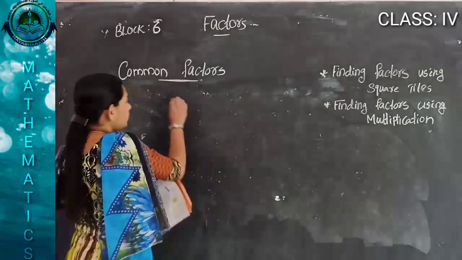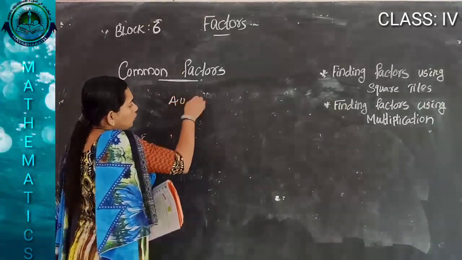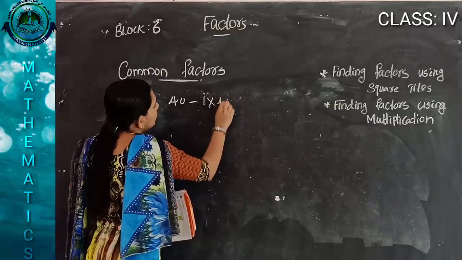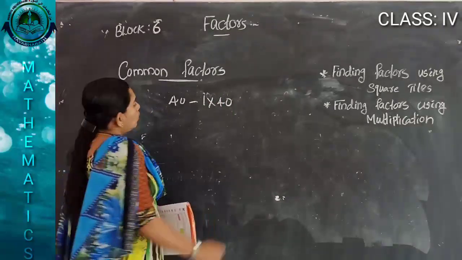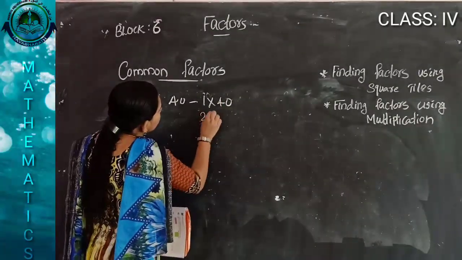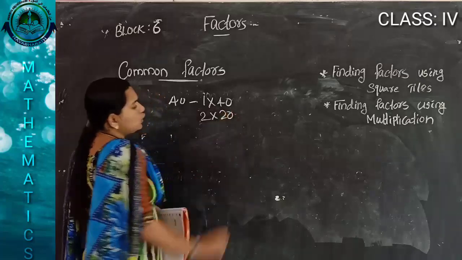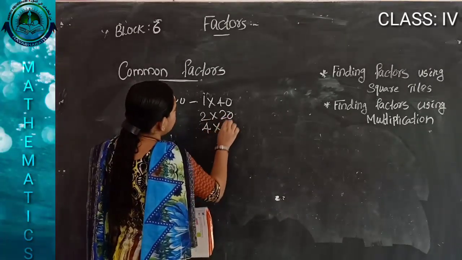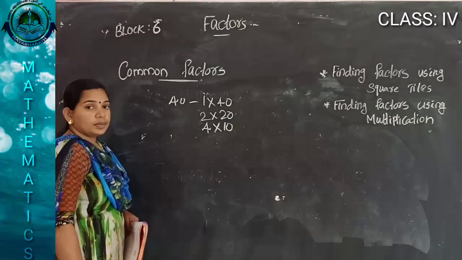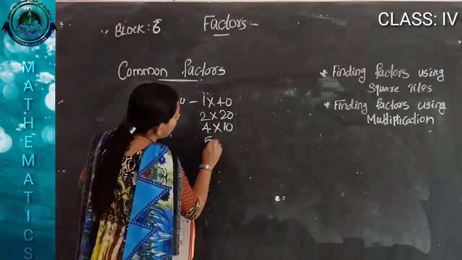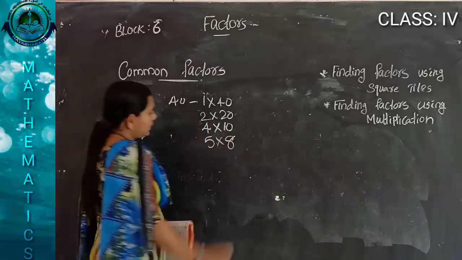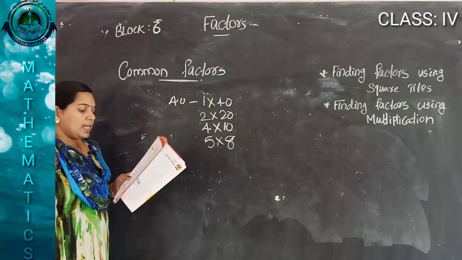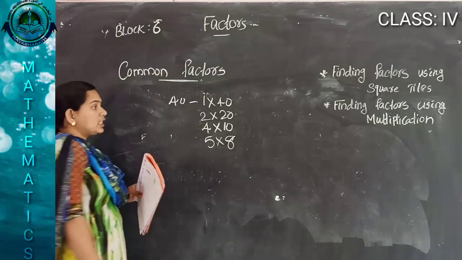40. 1 into 40 and 40 into 1. Then 2 into 20, 20 into 2. Then 4 into 10, 5 into 8. These are the factor pairs of 40.